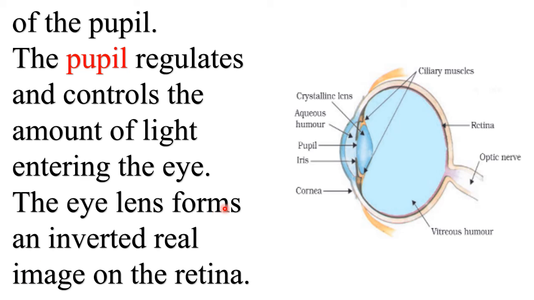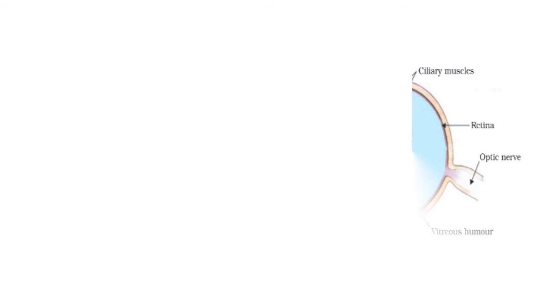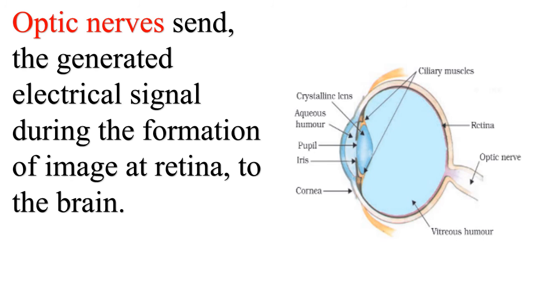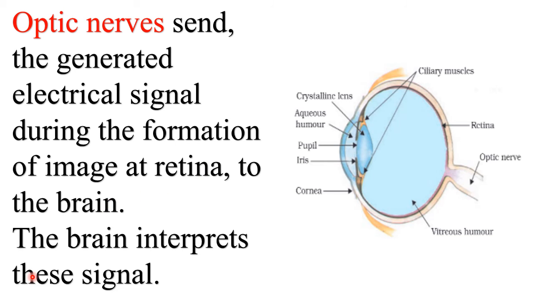The eye lens forms an inverted real image on the retina. This is the retina. This is the pupil. Optic nerve. This is the optic nerve. It sends the electrical signal generated during the formation of the image at the retina to the brain. The brain interprets this signal.